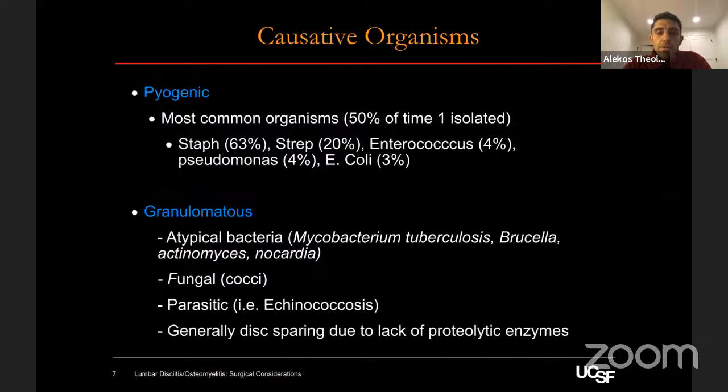Causative organisms that are important to be aware of. So pyogenic versus granulomatous. Pyogenic is much more common, the most common of which is staph, followed by strep and enterococcus for gram-positives. And then for gram-negatives, you have Pseudomonas and E. coli. Granulomatous infections, the atypical bacteria should be taken into consideration, as well as fungal infections like cocci, and then parasitic infections are less common, but should be on one's differential.